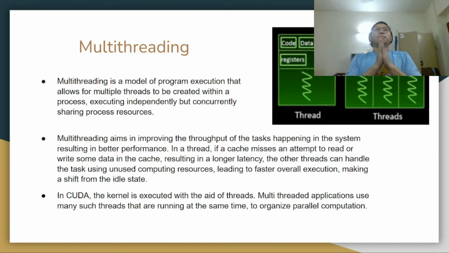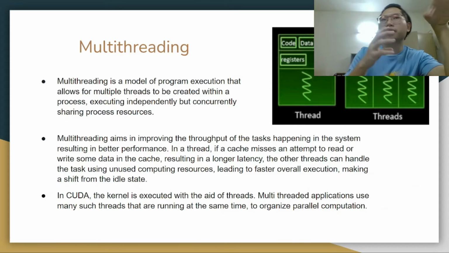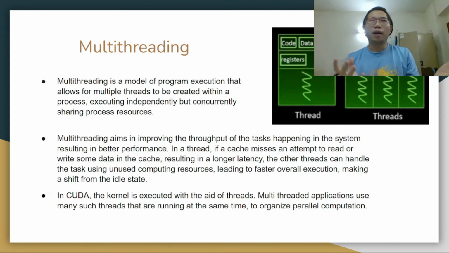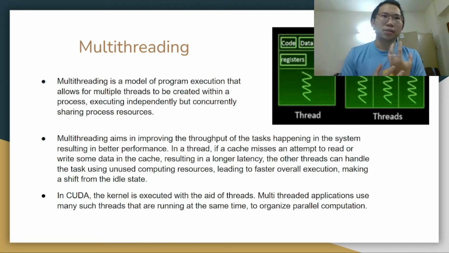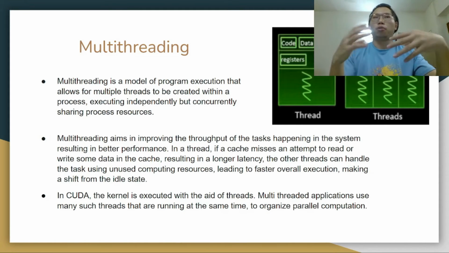Multithreading is the model of program execution that allows multiple threads to be created. After that, in the process itself, they are able to execute independently but concurrently, sharing the process resources.